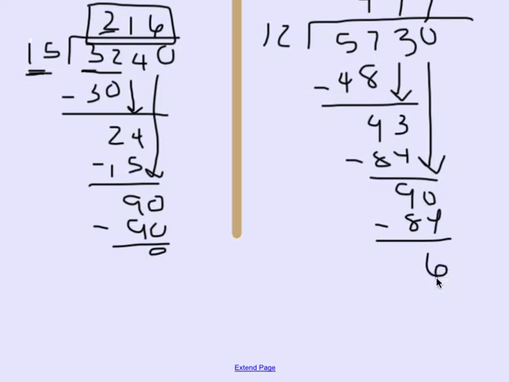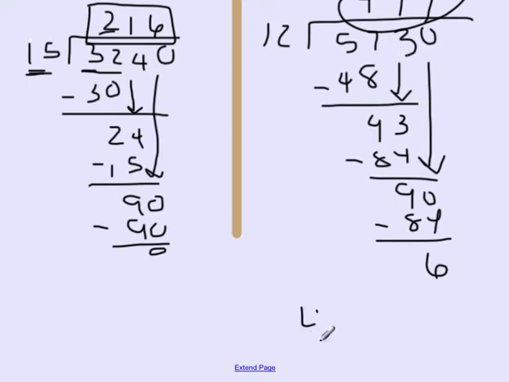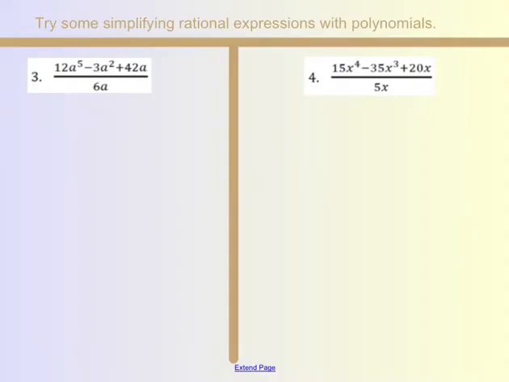So I'm going to have a remainder for this one. So I'm going to take my answer that's up there, which is 477, and then I'm going to add plus my remainder. So I'm going to take my remainder and write it over my divisor, which is 12. And we're just going to leave it just like that because it'll make more sense to us why when we actually get into dividing polynomials. Next, let's take a look at number 3.